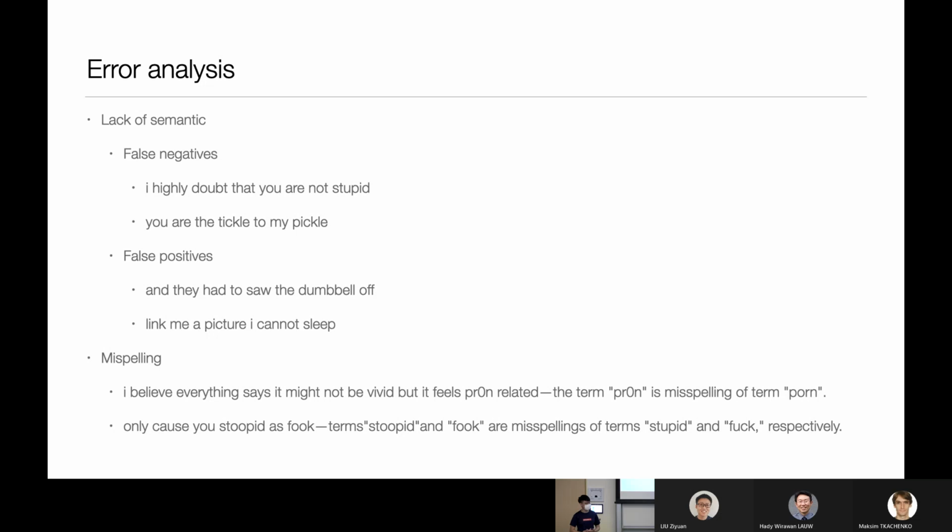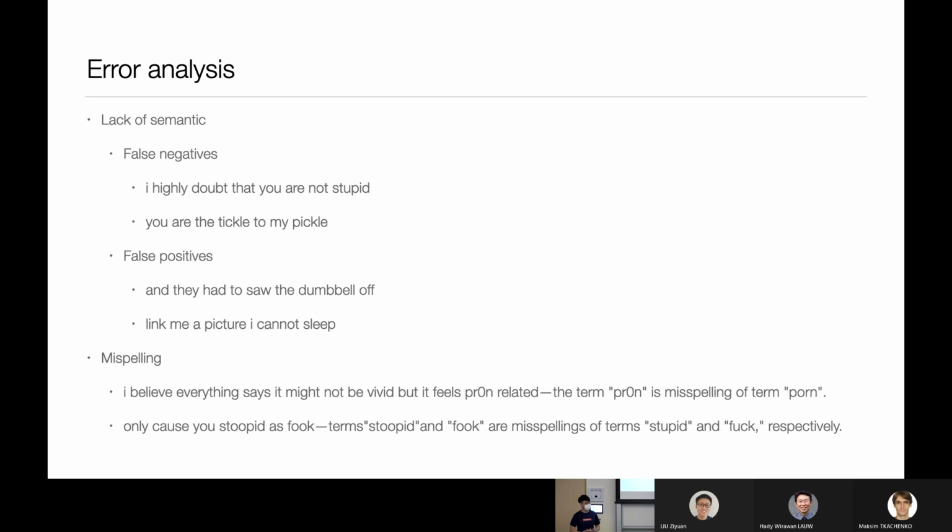But there are also false positives. Like "they had to saw the dumbbell off." It is difficult to understand without context, but in general this is okay. And also like "link me a picture, I cannot sleep." If you want it, then it's totally fine, right?